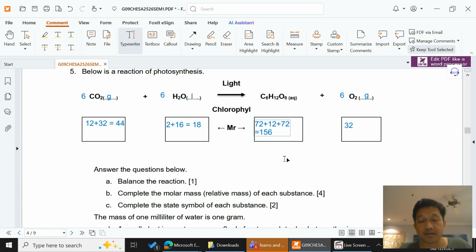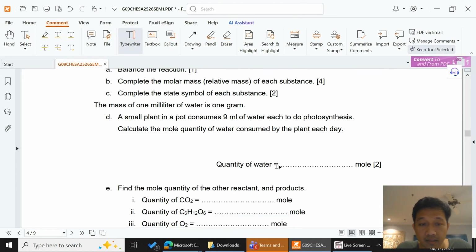Oh, sorry. By the way, guys, it is not 72 here. Oxygen is 16. If we multiply it with 6, then we got 60 plus 36, 96. Okay, 96. So it's not 156. It's 170, 180, guys. 180. Okay, it's all balanced now. Now let's continue with this.